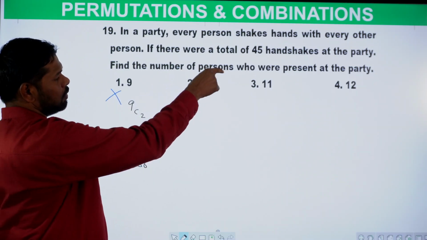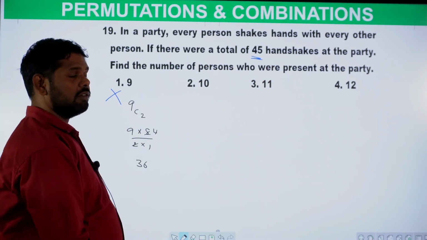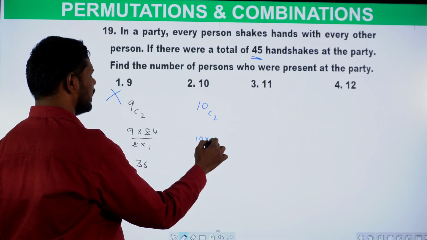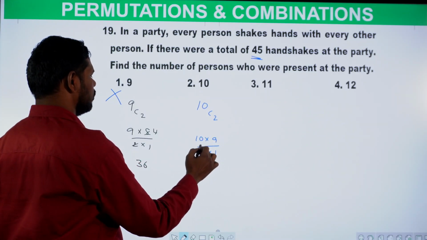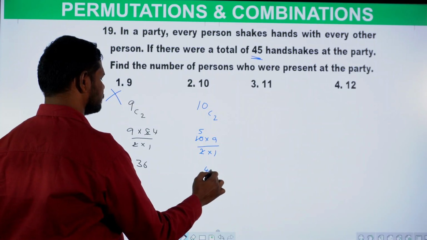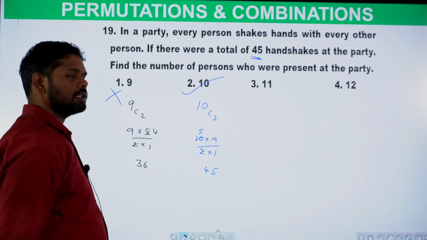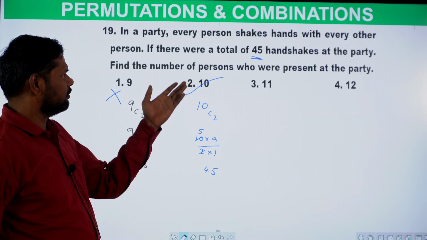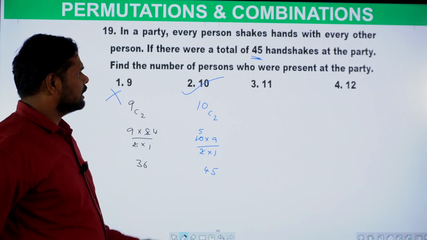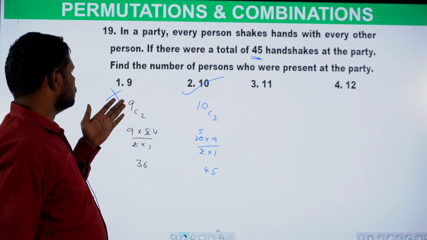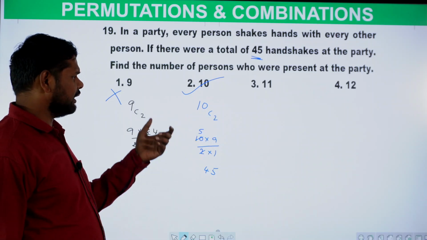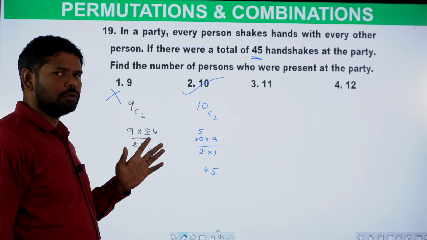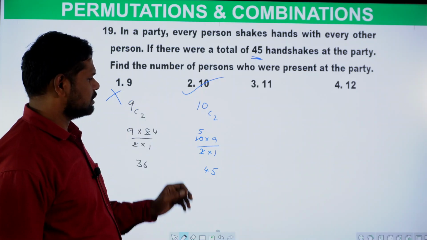Why? Total handshakes are given as 45. If 10 persons are there, then 10C2. Nothing but 10 into 9 by 2 into 1. 2 1s are 2, 2 5s are 10, 5 into 9, 45. Satisfied. That is the answer. No need to verify the remaining two options. So it is clear, 45 is the answer. The reverse question is there, we go through the options, then it is very easy to find out. So number of handshakes is always nC2. We know that, so based on that, we solve this question.